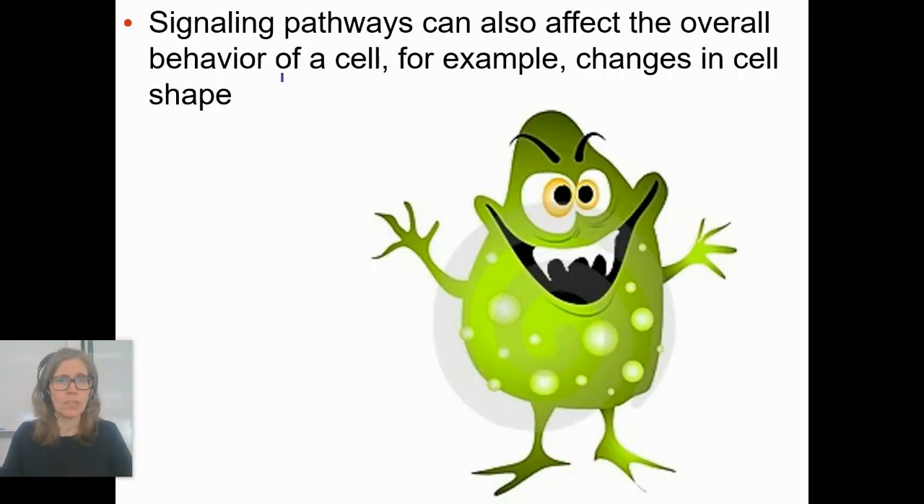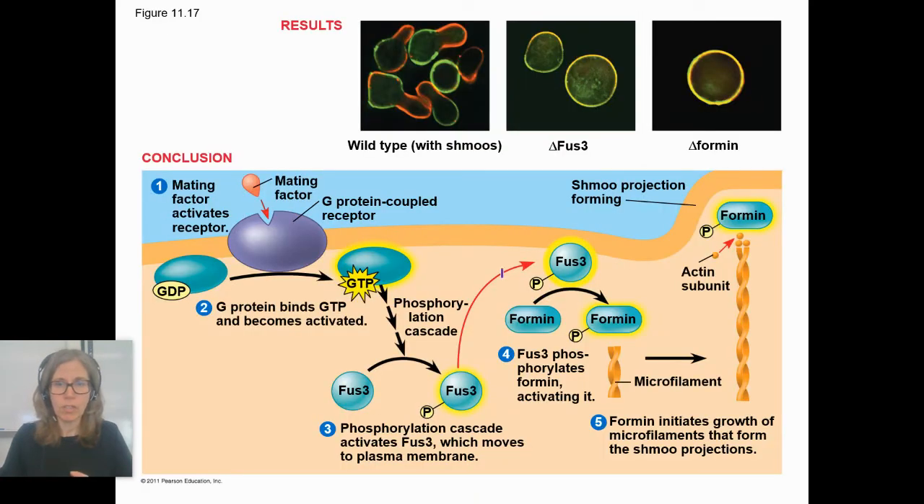Another example is to change the behavior of a cell, for example, cell shape. And so we looked at this one before where a mating factor caused, I think it's a yeast cell, to activate a G protein, which then activates this thing called fus3, which then activates this thing called formin. And then it makes the cell grow in a particular direction by assembling actin subunits. And so it's making these shmoos grow in a certain direction. And so that's just another example of a response, the growth in a particular direction.